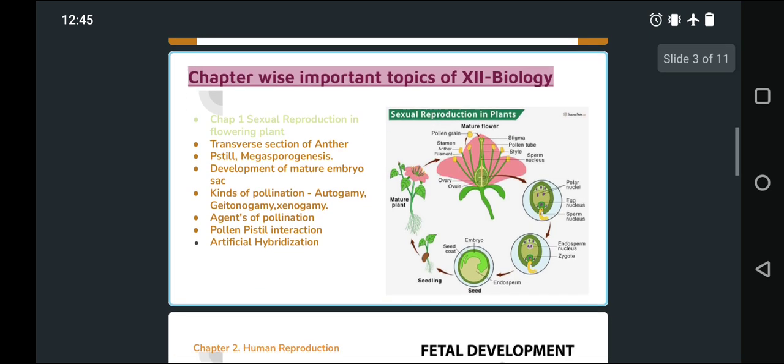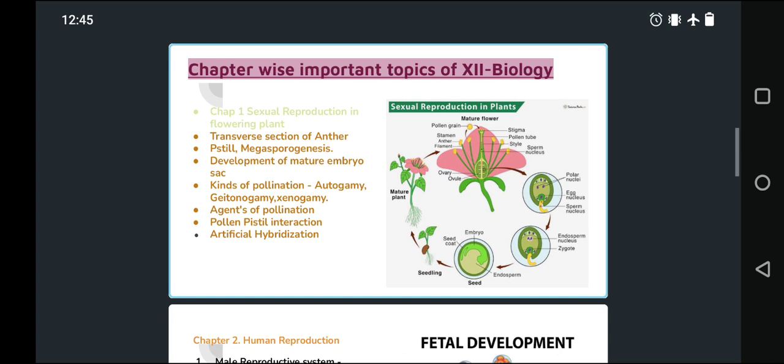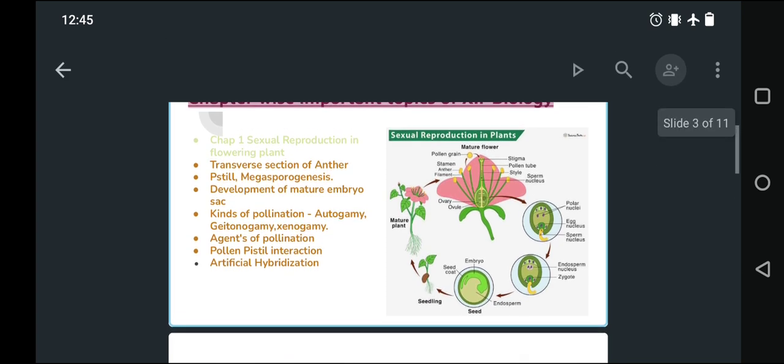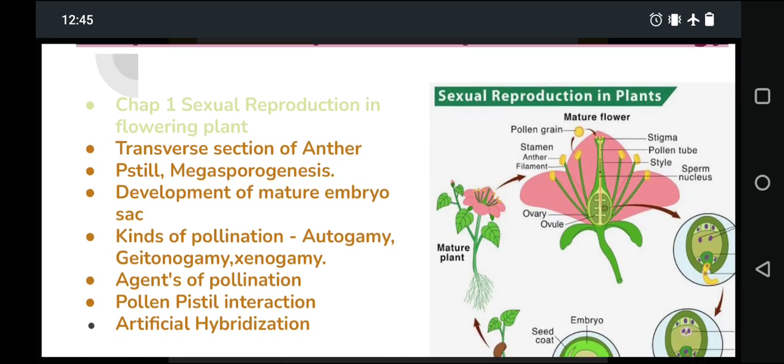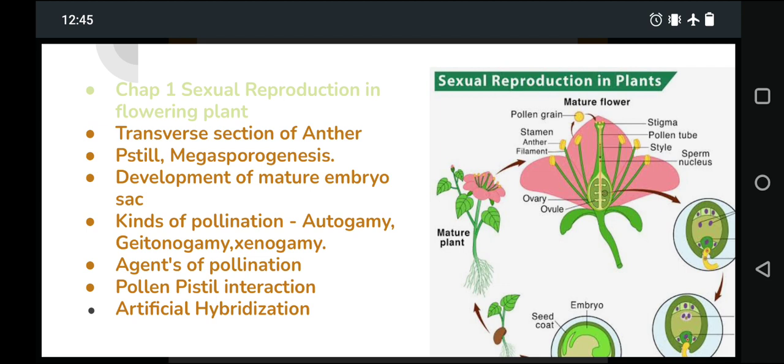Next to that, there is the development of the mature embryo sac. Whatever the megaspore mother cells are involved in, you have to study. Next to that, the development of an embryo may come for 1 to 2 marks, but the first, that is the development of the embryo sac, may come for 5 marks.